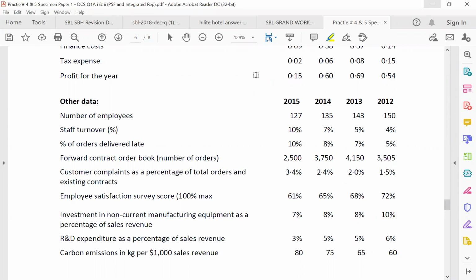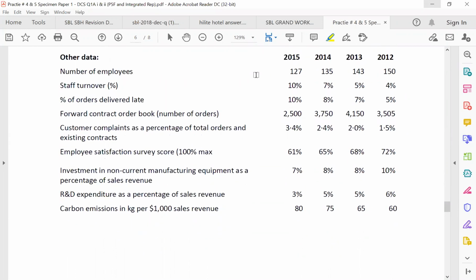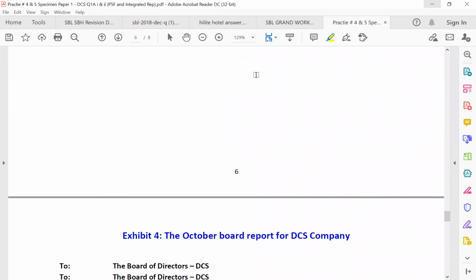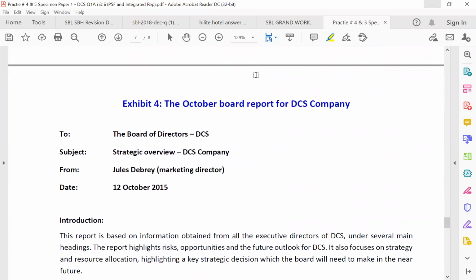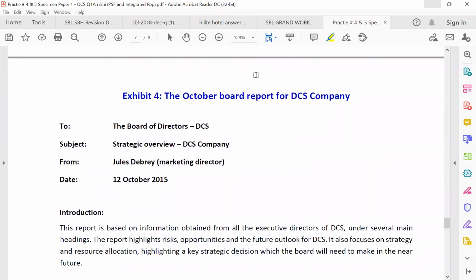Investment in non-current assets is also decreasing. Research and development has come down to 3%. Carbon emission has extensively increased to 80 basis points. I don't know what these basis points are, but yes, they have increased to 80 basis points. And it seems to be a devastating, deteriorating situation for DCS company.